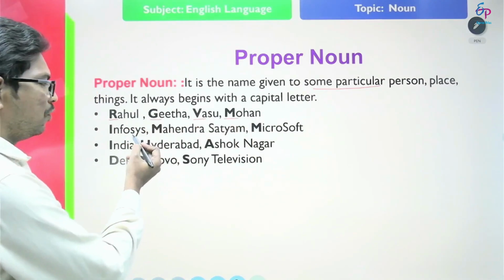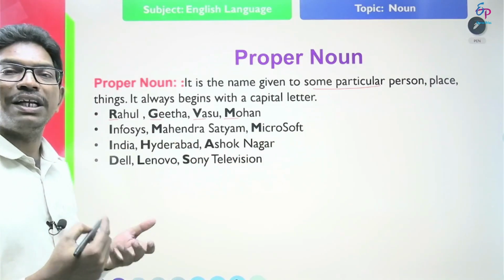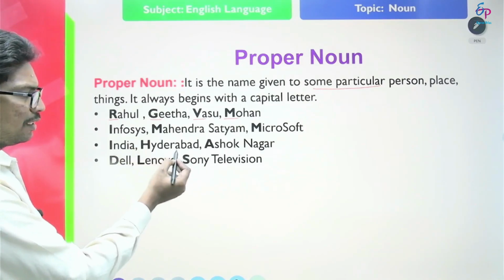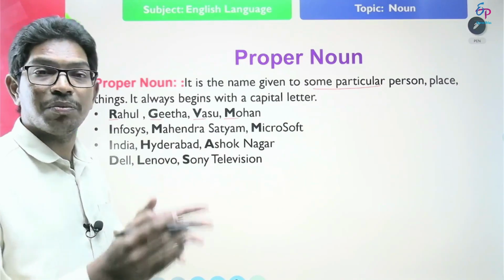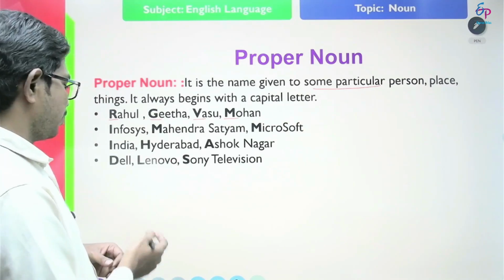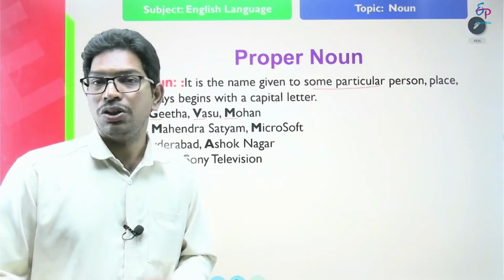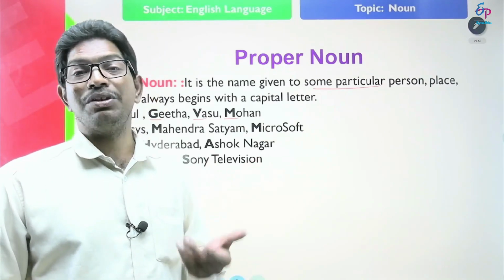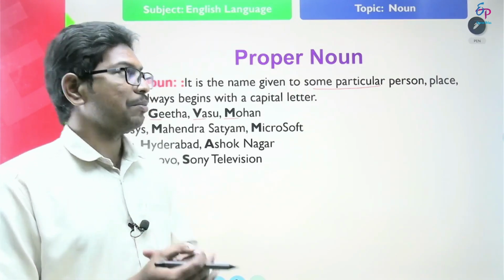Next, Infosys, Mahindra Satyam, Microsoft. These are particular names of companies. Next, India, Hyderabad, Ashok Nagar. These are particular names of places and are called proper nouns. Dell, Lenovo, Sony Television. These are the names of particular things. So now you clearly understood what a proper noun is. It is a particular name of a person, place, thing, etc. So now let us learn the rules regarding this proper noun.